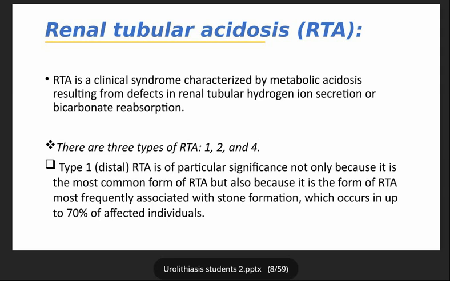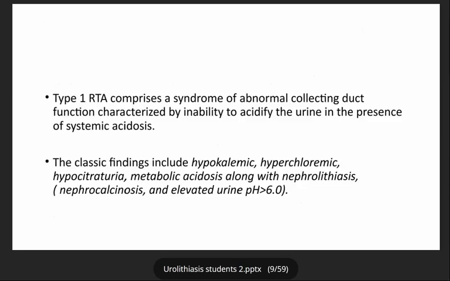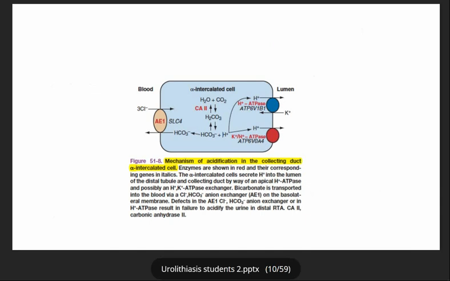So the most common type, and the type that's important for you to know, is distal RTA type 1, because this is the type that's mostly associated with stones. And 70% of these patients have stone formation. And the most common reason, as I mentioned, is the intercalated cell.